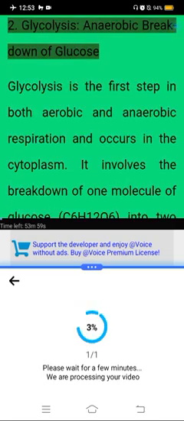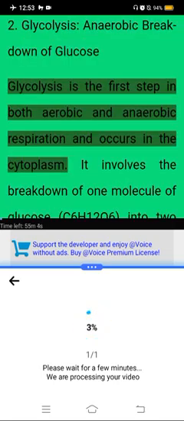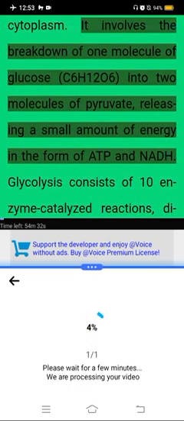2. Glycolysis, anaerobic breakdown of glucose. Glycolysis is the first step in both aerobic and anaerobic respiration and occurs in the cytoplasm. It involves the breakdown of one molecule of glucose, C6H12O6, into 2 molecules of pyruvate, releasing a small amount of energy in the form of ATP and NADH.